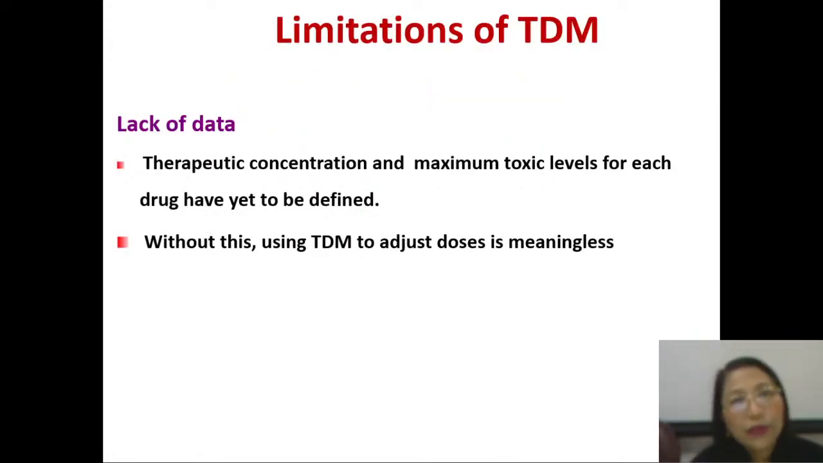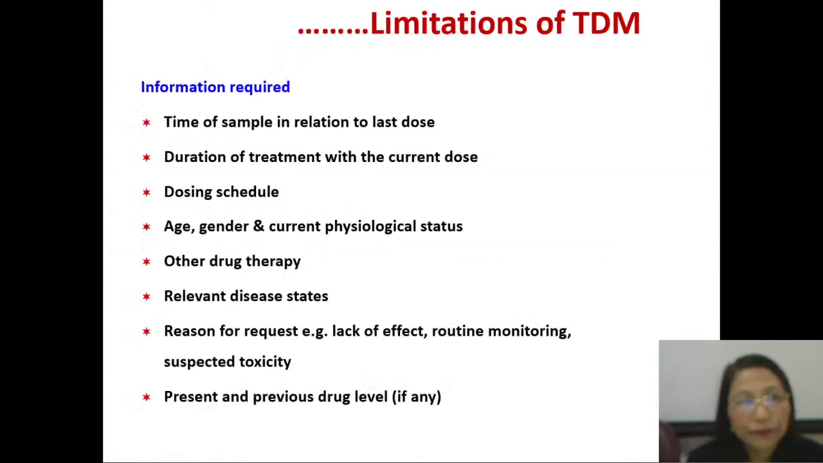So these are some of the indications for which we may need to do therapeutic drug monitoring. But therapeutic drug monitoring also has certain limitations. So what are those limitations? First is lack of data. Therapeutic concentration and maximum toxic level for each drug have yet to be defined. So even when some drugs are very toxic, we do not know the therapeutic concentration or the maximum toxic level for that particular drug. And without this, using TDM to adjust doses is meaningless. When you don't have a defined therapeutic range at which the therapeutic effect is going to occur, doing a TDM is meaningless.